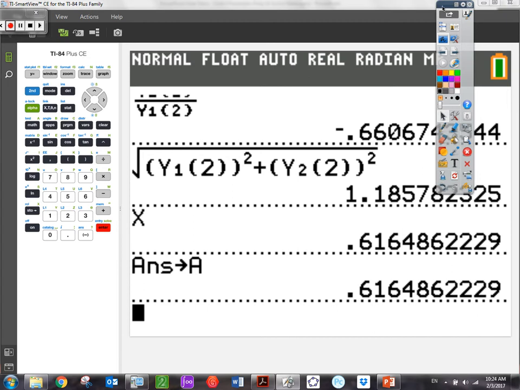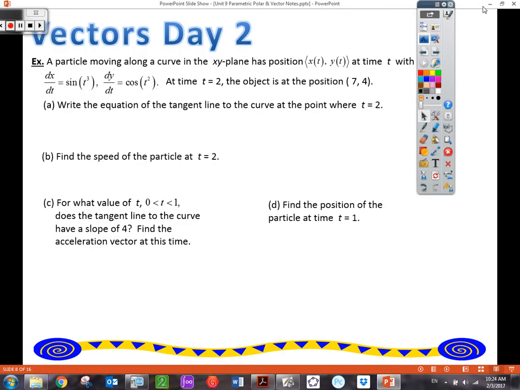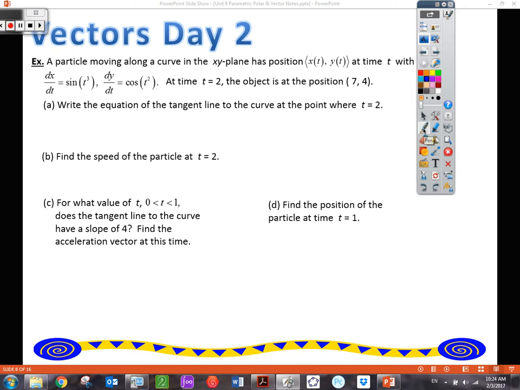So let's see what part 2 wanted. We found the tangent line, so for our work, we need to say 4 equals, and we're supposed to set it equal to our dy/dx, so 4 equals cosine t squared over sine t cubed. Okay, so that's the work that we show, and then we write t equals, and then we write that answer that we got, which was 0.61648.